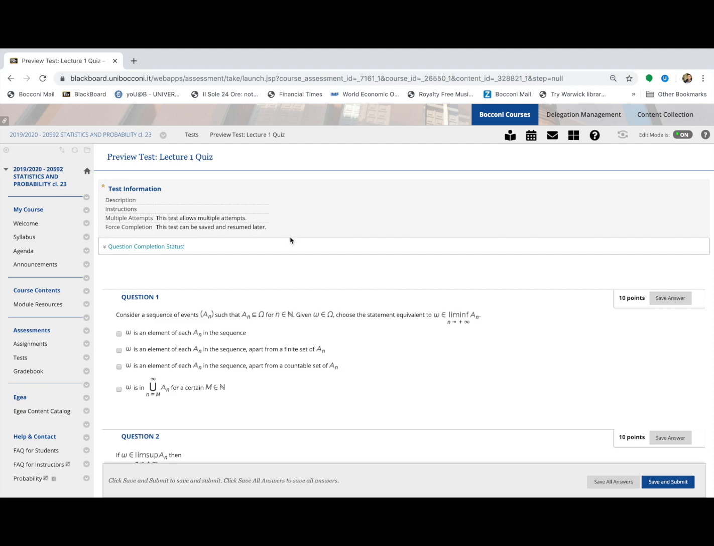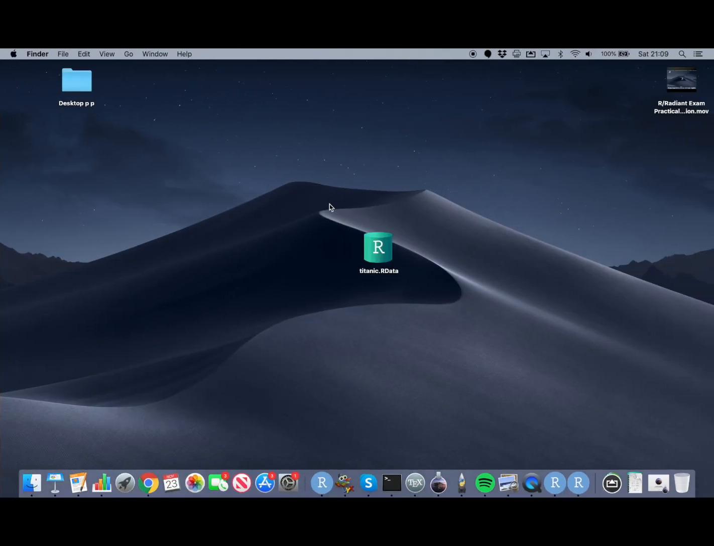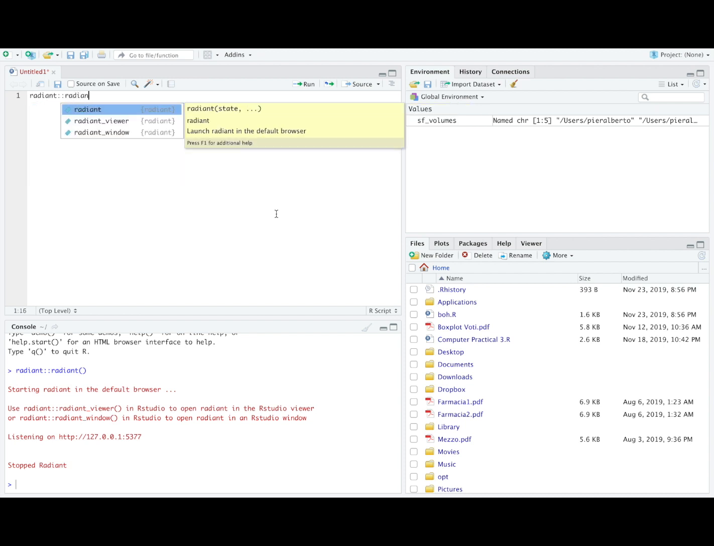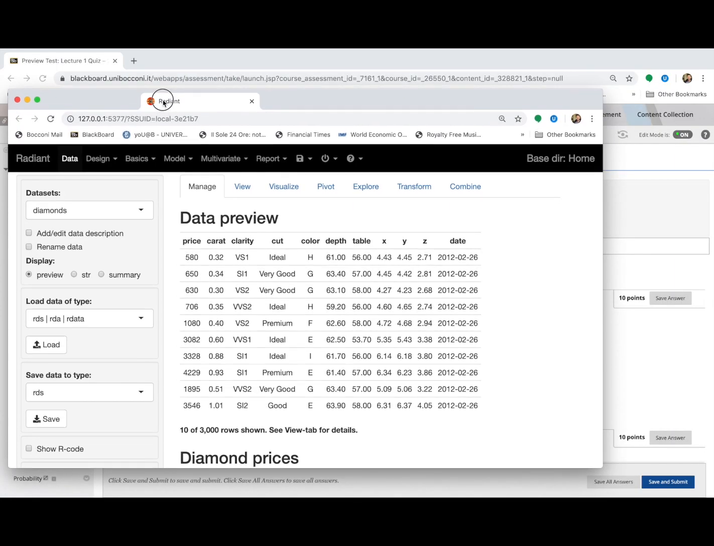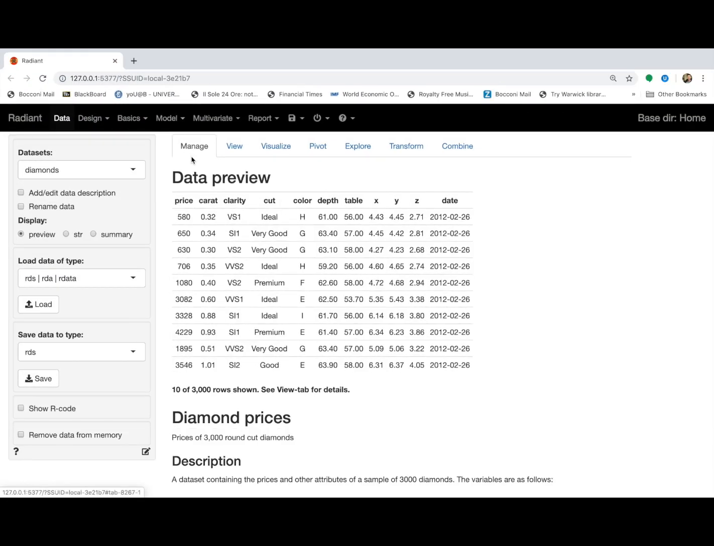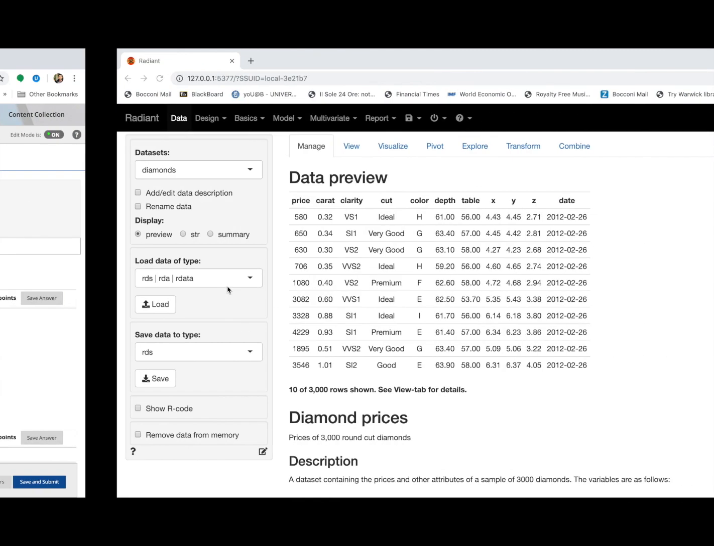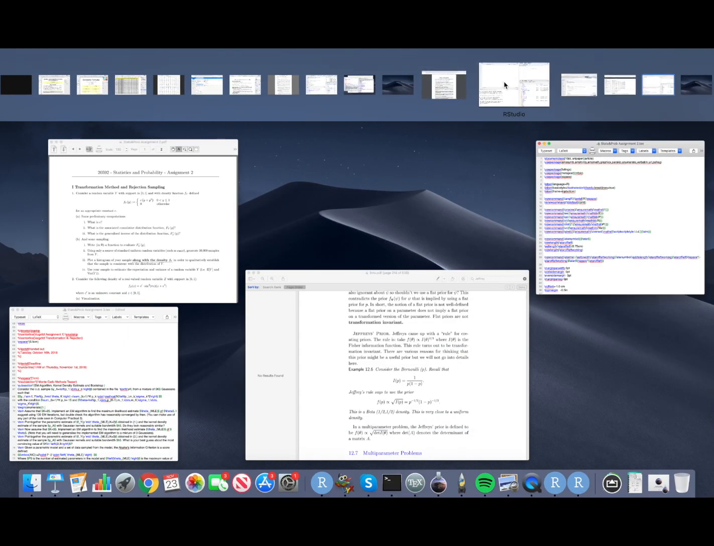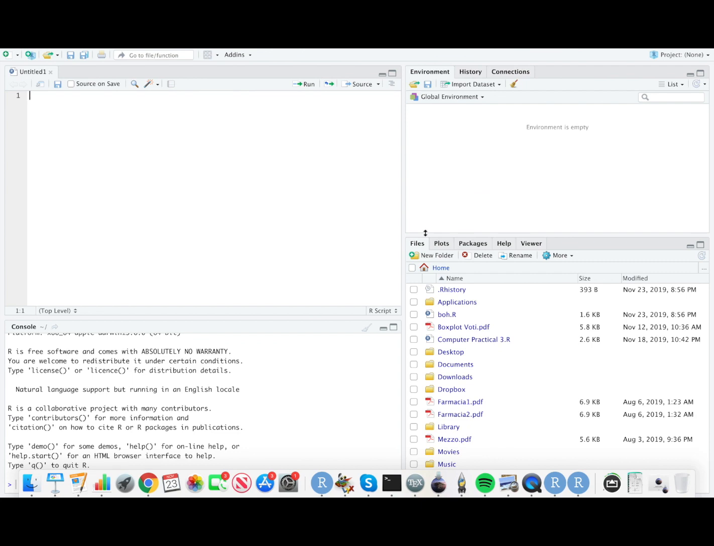I suggest you download the dataset on your desktop, and then that you open two RStudio interfaces. From one of the interfaces you can launch Radiant with the usual command radiant, and then you will only be working with three windows: the one of the quiz, the one for Radiant, and the last one will be an RStudio window if you prefer to run some commands on RStudio.